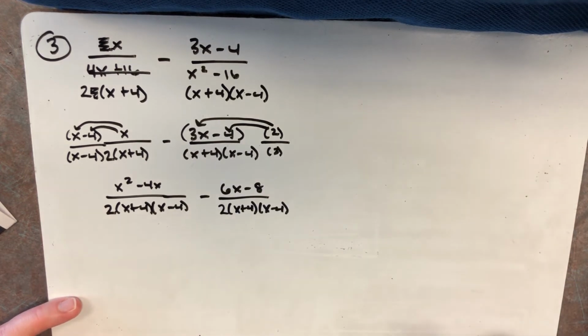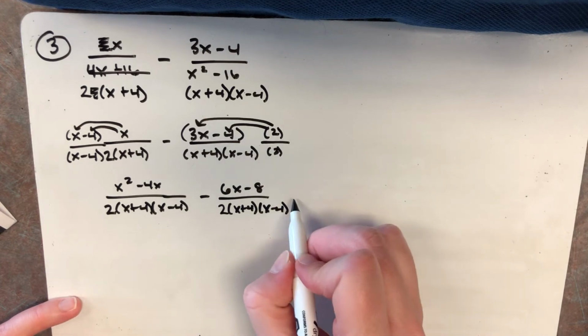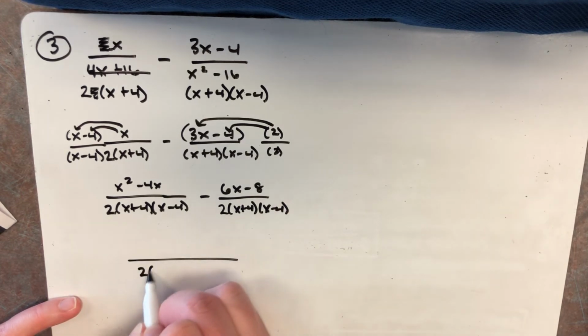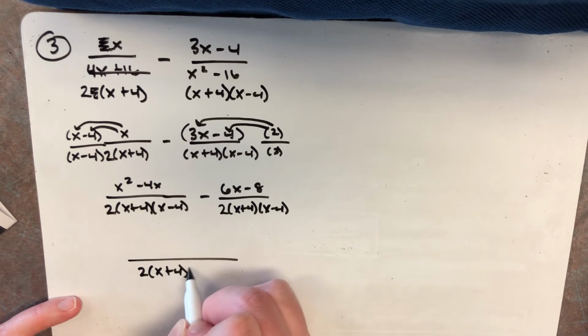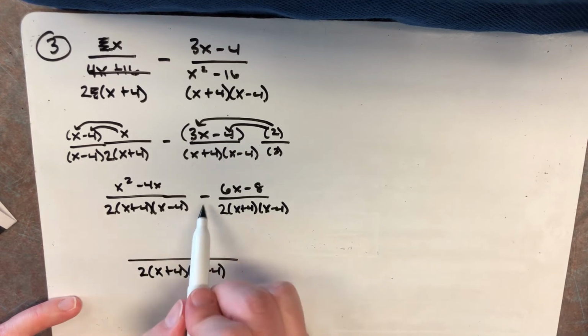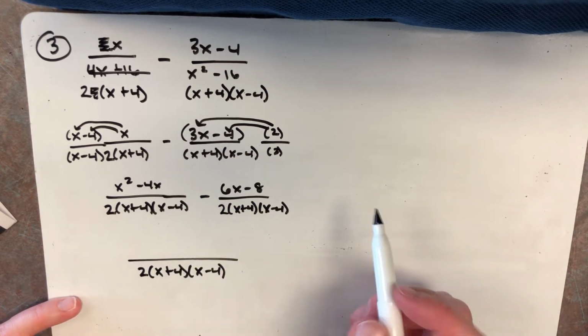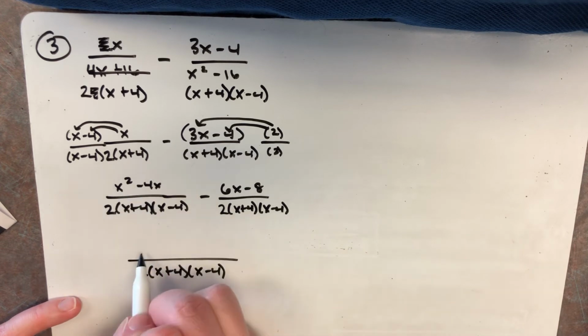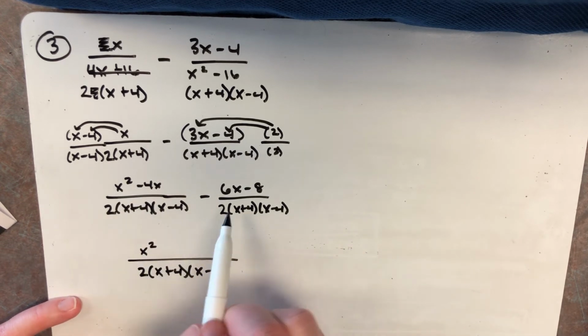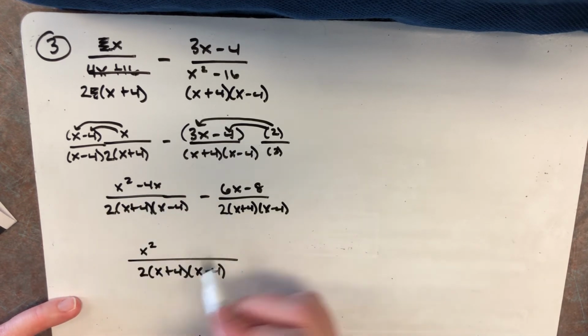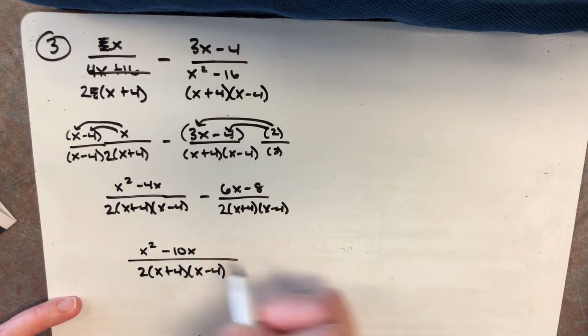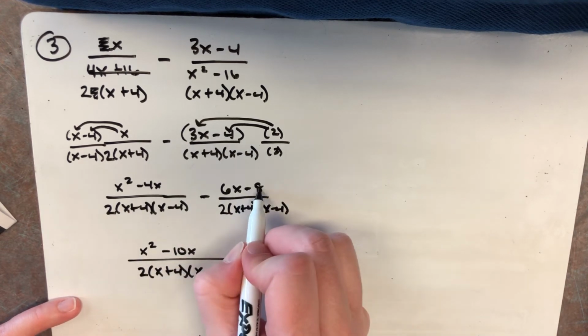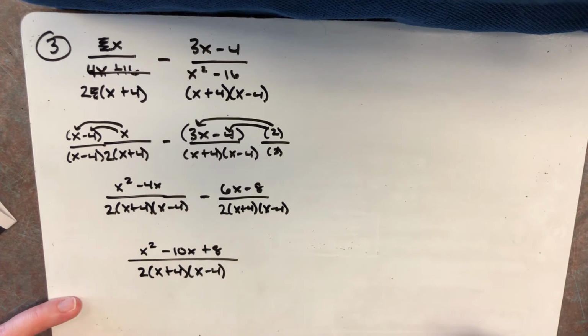All right, so now I'm going to be combining like terms. My denominator is going to stay the same because that's what happens when I add or subtract fractions. And I have to be really careful about this negative sign here. So I have x squared just over here by itself. And now here's where it gets tricky. I have negative 4x minus 6x, which is really negative 10x. And here I have a negative 8, which is really like adding 8.